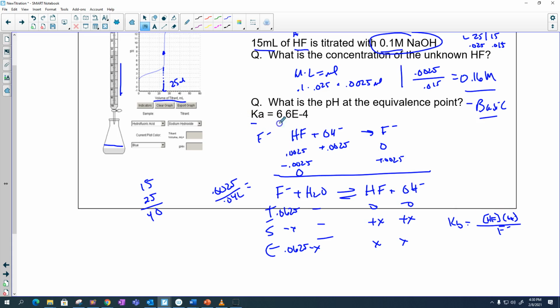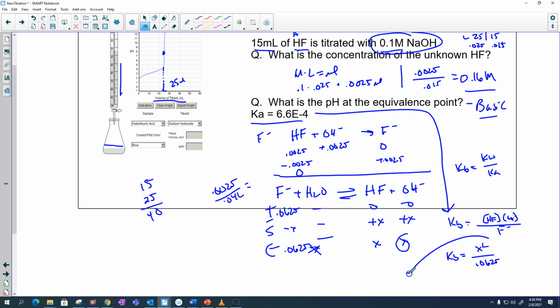Now, I only have the Ka, so I need to convert that to Kb. Kb is equal to Kw divided by Ka. Plug everything in, and now we get the Kb value equals x squared over 0.0625. Note that this is using the shortcut rule. X will equal the concentration of hydroxides.